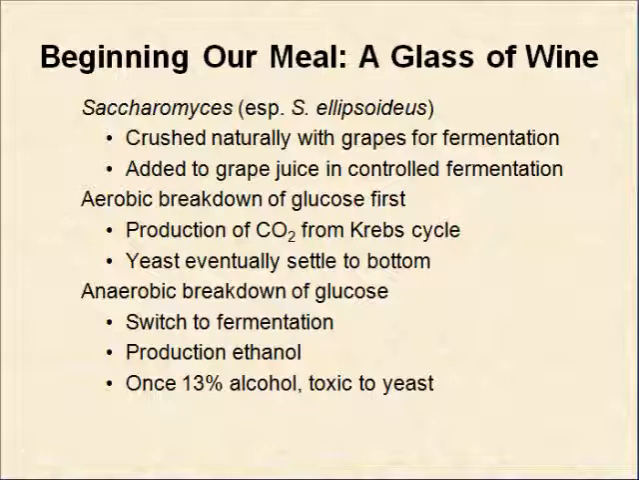What it does is it does an aerobic breakdown of glucose first, so that's in the presence of oxygen. And there is carbon dioxide that is produced. Now, eventually in this process, the yeast settles to the bottom and it starts an anaerobic breakdown of the remaining glucose. So in that situation, in the absence of oxygen, it has to switch to a fermentation type process, and the byproduct is ethanol, instead of carbon dioxide.